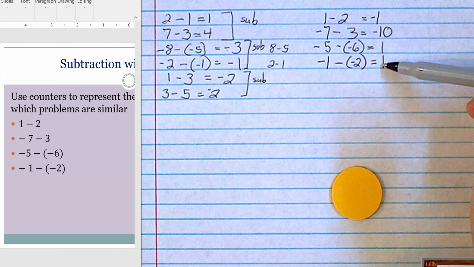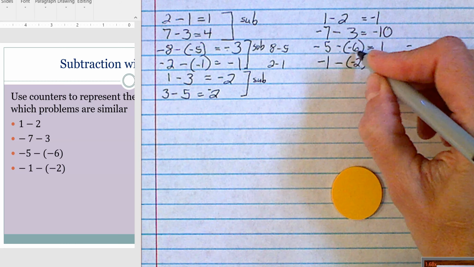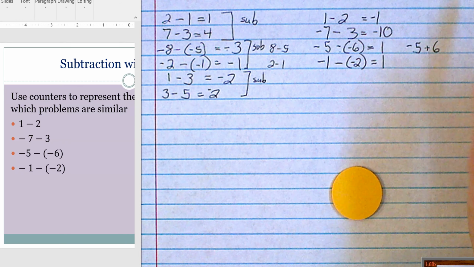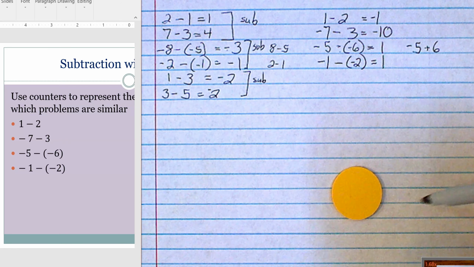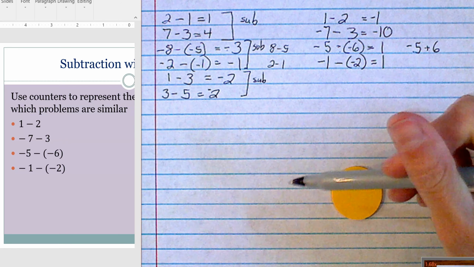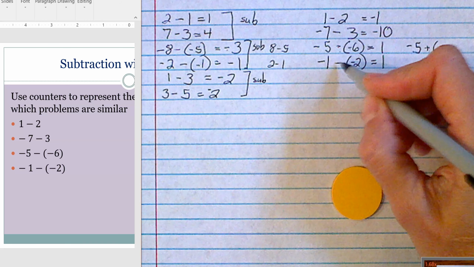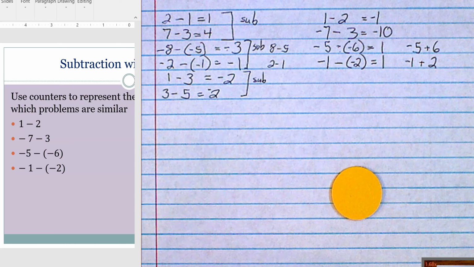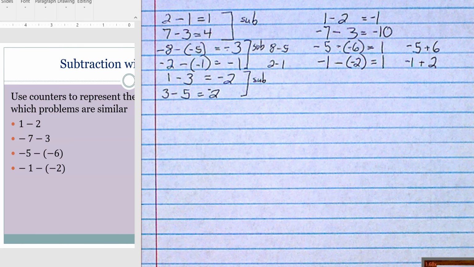In these last 2 cases, we can see that sometimes teachers have told us that this problem of -5 minus -6 could be turned into the problem -5 plus 6. And the reason for that is that the 2 negatives are really resulting in positives that are taken away. With -1 take away -2, that is really -1 plus 2. There are many ways to look at positive and negative numbers. Using counters is just one method that will hopefully solidify your understanding of integers.